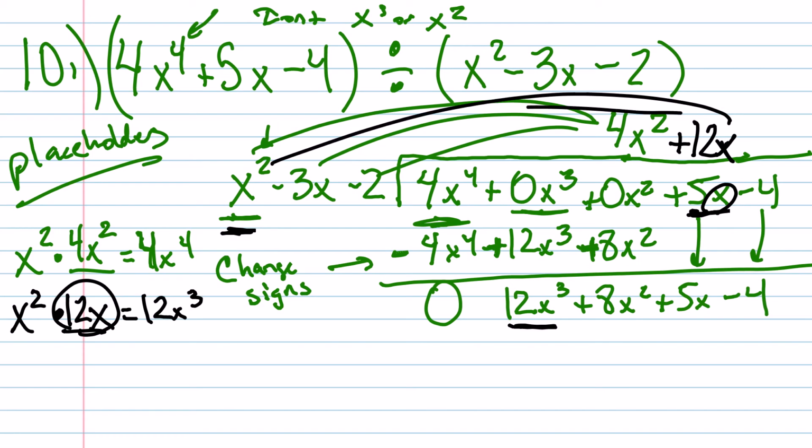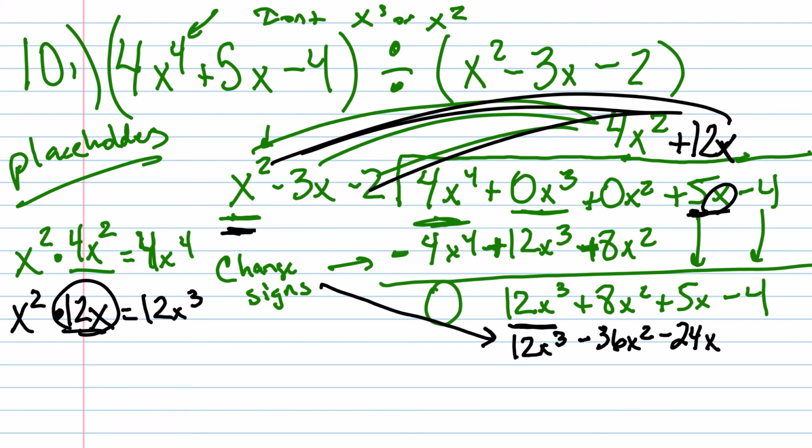And then I multiply 12x by everything again. So 12x times x squared is 12x cubed. 12x times minus 3 is minus 36x squared. 12x times minus 2 is minus 24x. Now, remember, you have to change all your signs. So I make that minus, that becomes plus, that becomes plus. This turns into 0 just like I want. This turns into 44x squared. This turns into 29x minus 4.